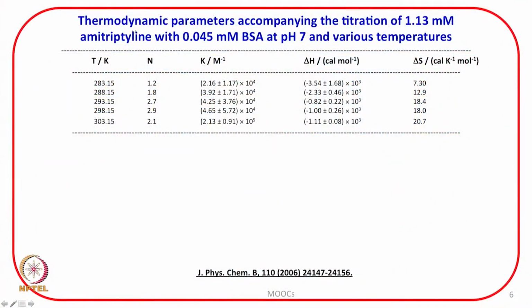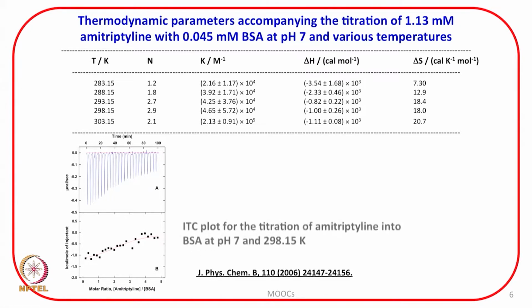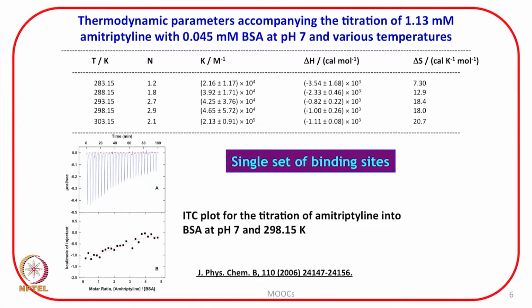Now, let us take another example of the drug amitriptyline, and the conditions which were used for designing these experiments are listed in this title. That is, the protein concentration was 45 micromolar or 0.045 millimolar, and the amitriptyline concentration was 1.13 millimolar, and the observed isothermal titration calorimetric profile is shown in this figure.